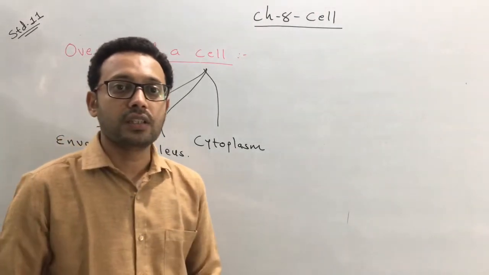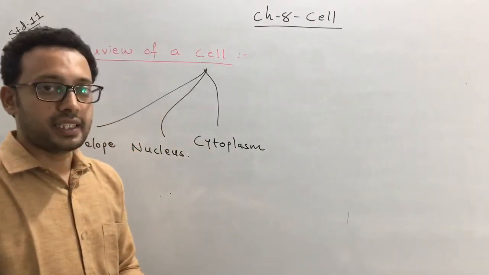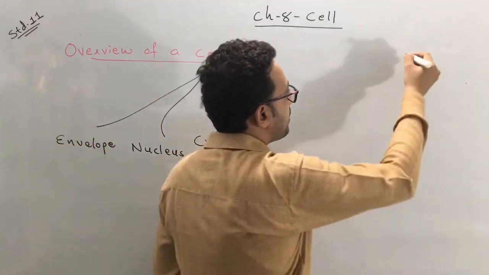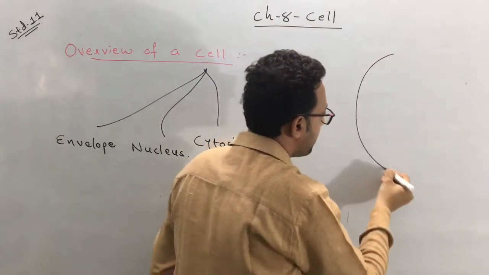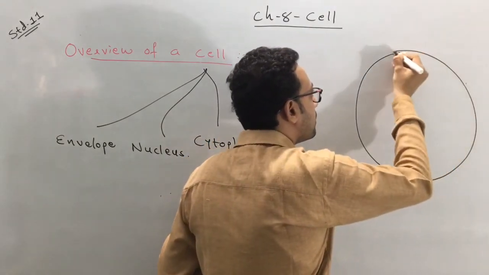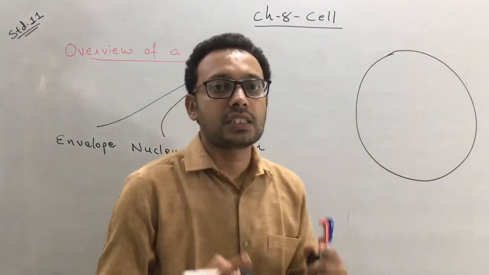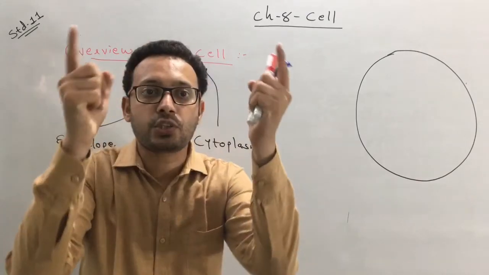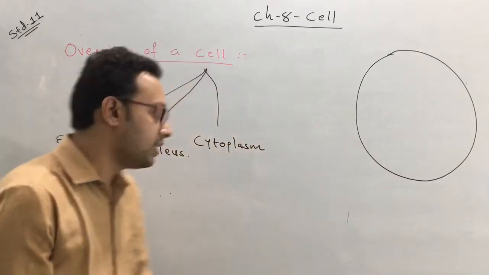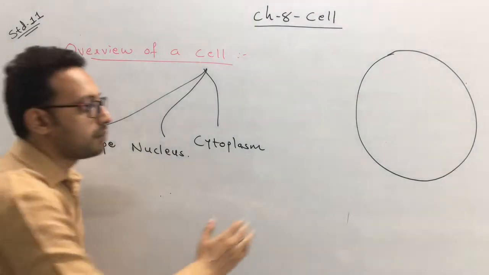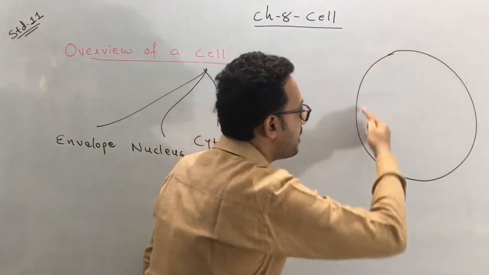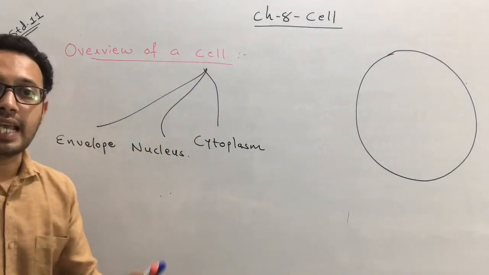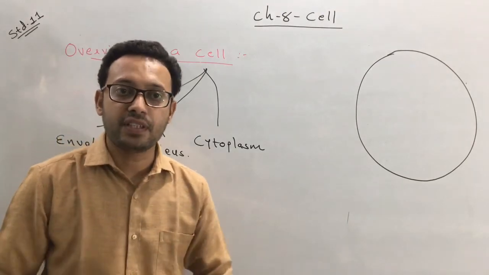Let's discuss them one by one so it's easy for you to understand. Starting with the first, what is an envelope? The cell is covered by a boundary. This boundary is also called the cell envelope. Envelope means that which surrounds a cell, or forms a boundary of a cell. Like suppose this is a cell, so the cell is surrounded by an envelope or boundary. Based on different types of cells, the boundary may be of different types.